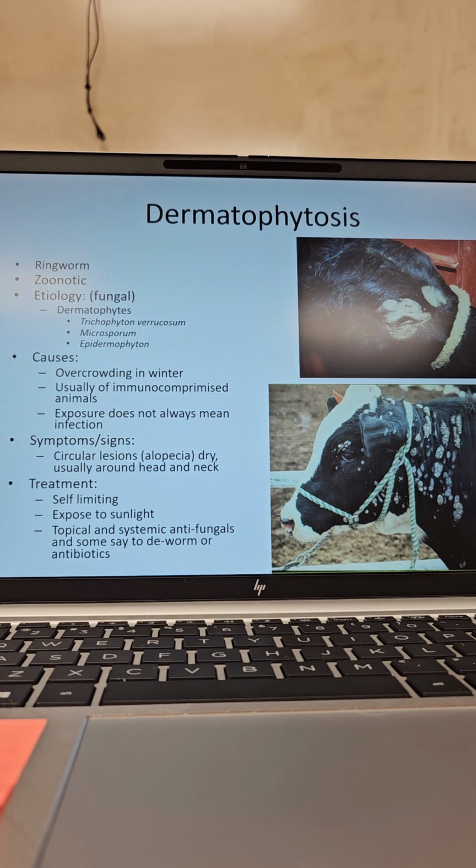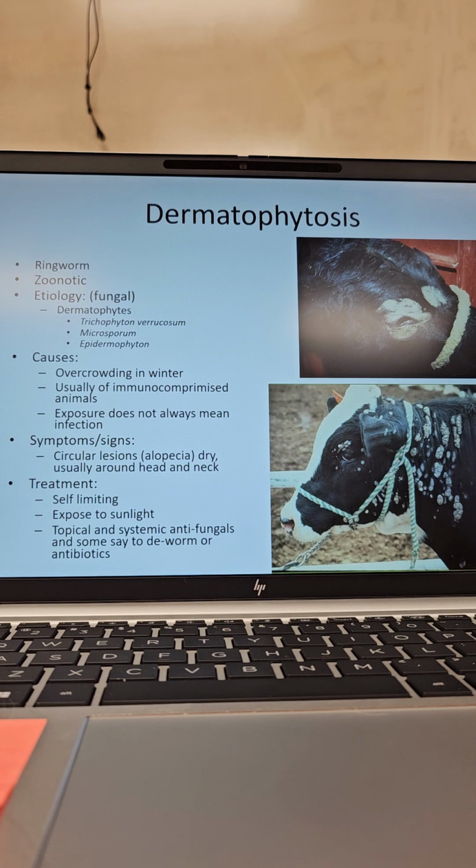Topical and systemic antifungals. So there are creams you can put on top. There are antifungals you can give them. Those antifungals that you can give them, they are kind of hard on the liver. And then you also have to be wary of giving medications. Are we getting milk from that animal? Is this animal going to be slaughtered anytime soon? Because we want to be careful with the medications that we use when we're doing that. Because it's self-limiting, you can not treat.